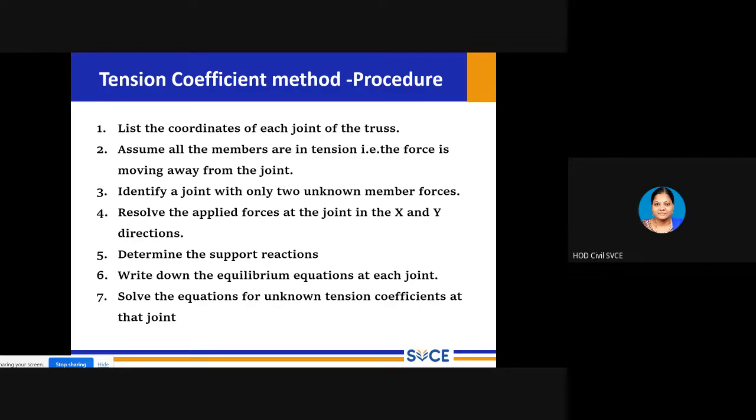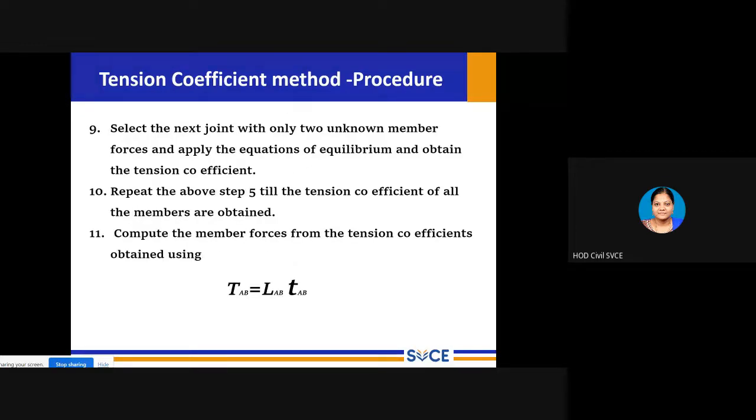So first you have to fix the coordinates of the joints, and we are going to assume that all the member forces are tensile in nature, and then identify the joint. Before identifying the joint, you have to get the support reactions. If there are supports in the truss, you have to get the support reactions for the given loads, because those support reactions are also to be considered while considering the equilibrium of the joint. Then you identify the joint and apply the equations of equilibrium at that particular joint. After writing the equations of equilibrium, you solve them in order to get the tension coefficients at that particular joint. So this process has to be repeated.